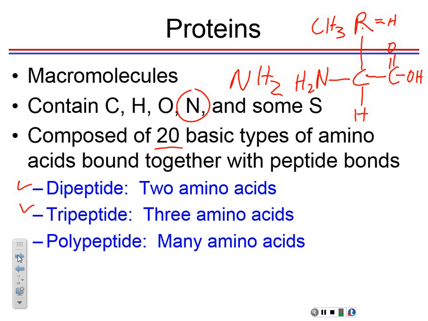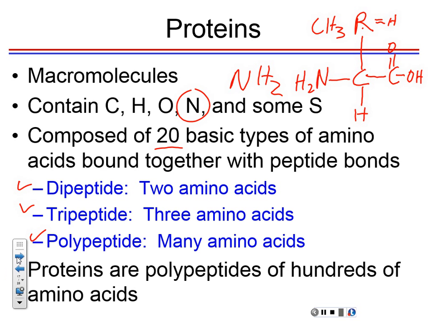Polypeptides. Many amino acids, hundreds of them, make up a protein. So proteins are polypeptides of hundreds. The sequence of these amino acids will be the primary structure of the protein. Just the way in which the amino acids are arranged. No folding, nothing like that. Just the sequence of them.